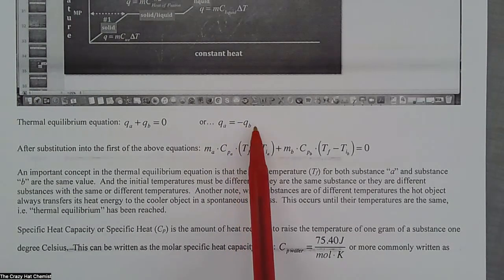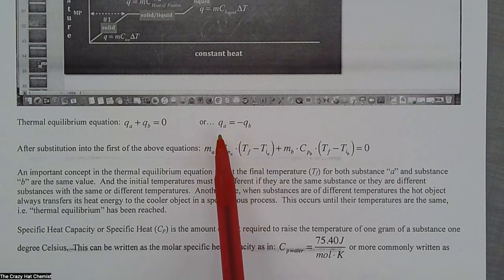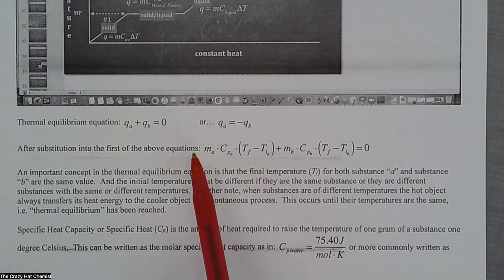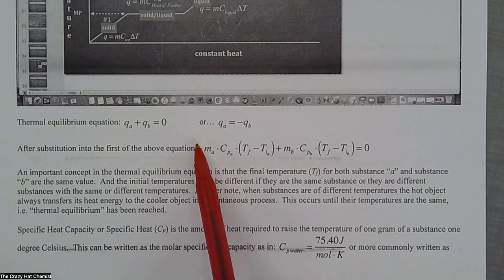QA is equal to negative QB. This is effectively saying that as you add two substances together, which have different amounts of heat in them, i.e. different temperatures, then the hot object will lose the energy to the cool object.